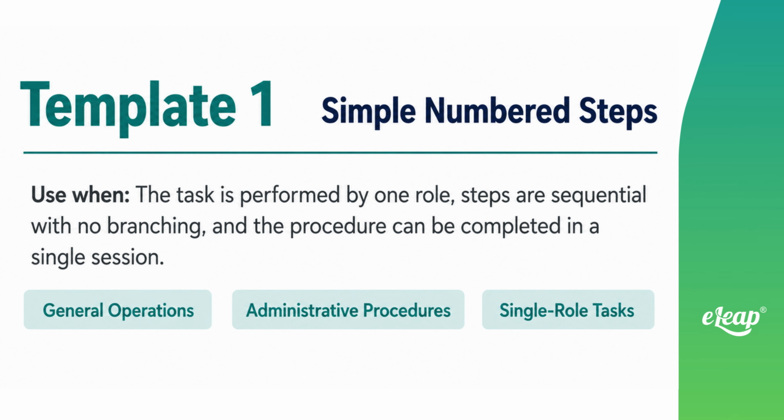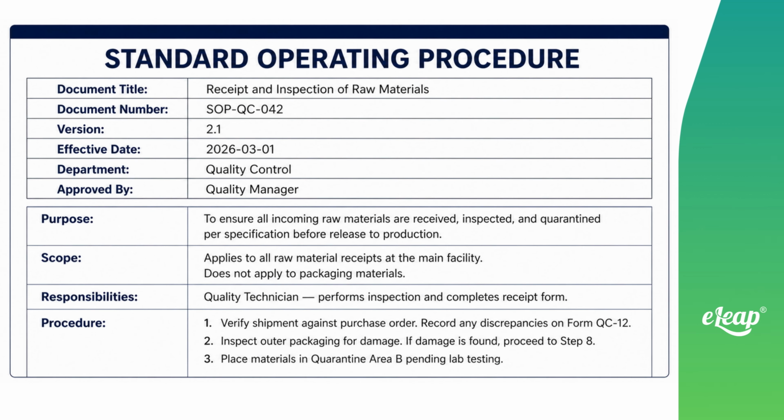Template 1 is the simple numbered steps format. Use this when the task is performed by 1 role, the steps run in a straight sequence with no decision points, and the procedure can be completed in a single session. This format covers the majority of operational SOPs, like equipment startup, sample logging, form submission, shipping procedures, and similar tasks. Here is template 1 filled out.